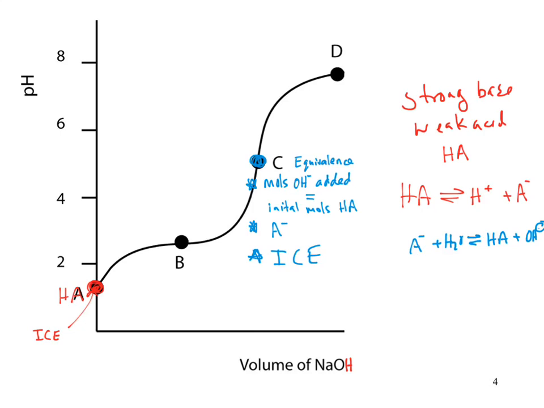So what would be included in that ice chart? What do we know is there? OH. We know A minus is there. There is no more base because it's entirely reacted with our acid. So the only thing present is our conjugate base. What does the conjugate base do when it hits water? It reacts to generate a little bit of acid, our HA, and OH minus. That OH minus we could then use to determine the pH.